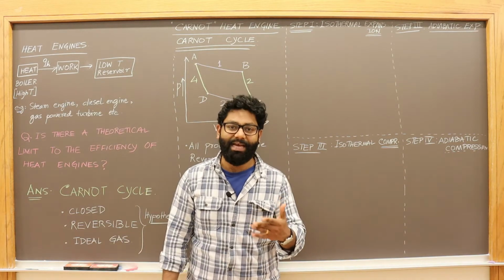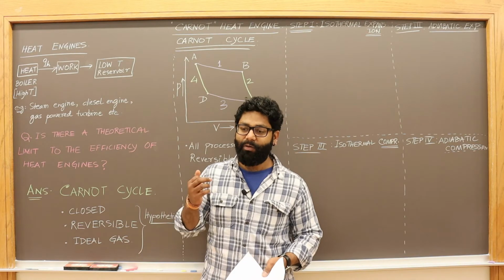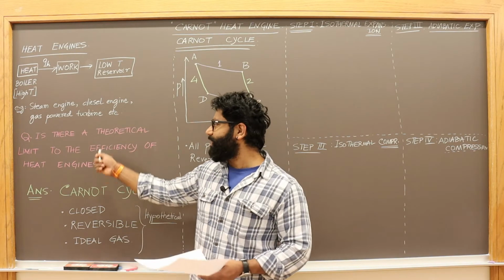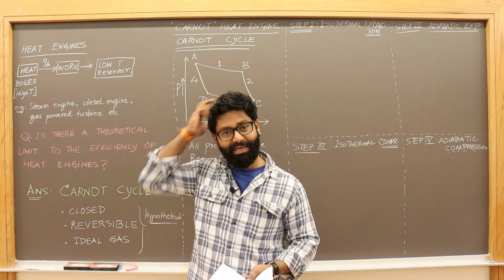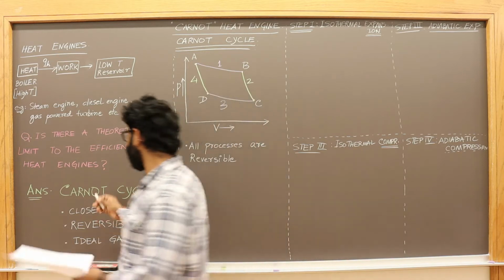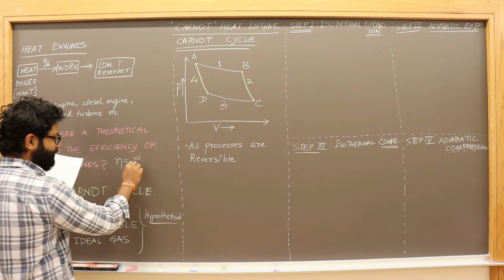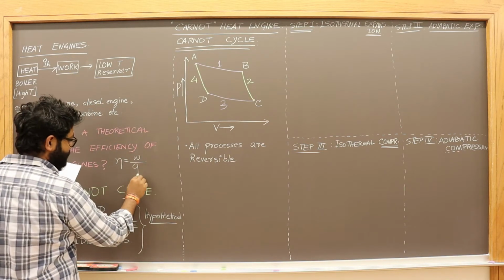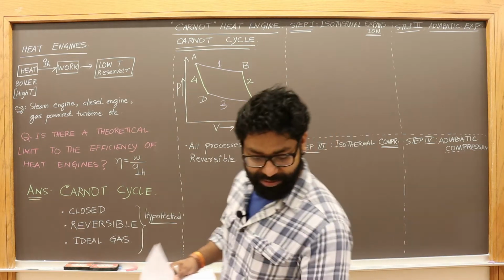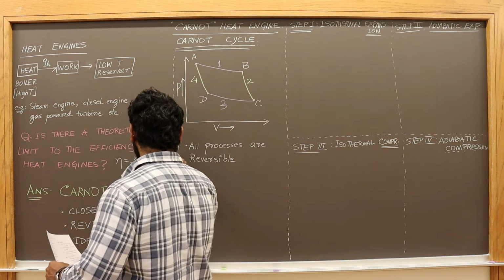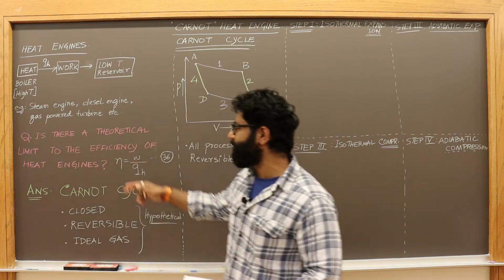Now, as we discussed before, the whole concept about the heat engine is to understand if there is a theoretical limit to its efficiency. What is efficiency? Efficiency is basically the ratio between the work that is being done to the amount of heat that is being supplied, and this is equation 36. So we are trying to find out if there is a theoretical limit to the efficiency of heat engines.